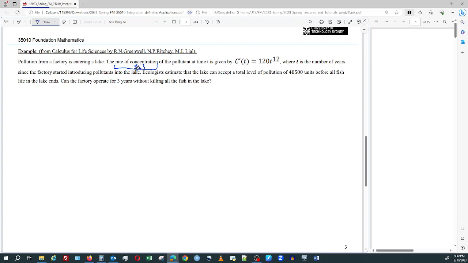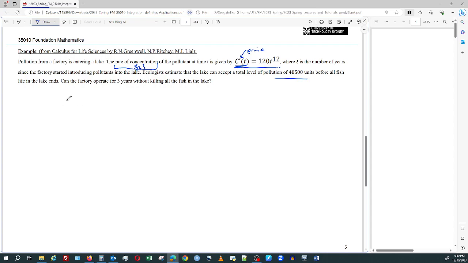But also notice in its form, it's a differential. So C prime, this thing's called prime. This means that it's being expressed on the left-hand side as a differential. Other information related to the lake is that it can hold a total value or total level of pollution before all the fish life ends. Can this factory pump pollution into a lake for 3 years without killing it?